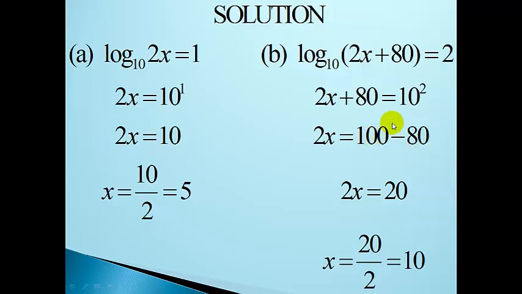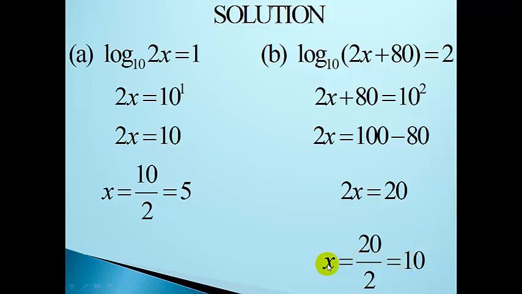Where 100 is from 10 squared, and plus 80 becomes minus 80 on the right hand side. 100 minus 80 equals 20. So we have 2x equals 20. Now we divide the left hand side by 2 and we divide the right hand side by 2. When we divide the left hand side by 2, we have x. And when we divide the right hand side by 2, we have 20 divided by 2, and 2 goes into 20 10 times. That means that the value of x is equal to 10.